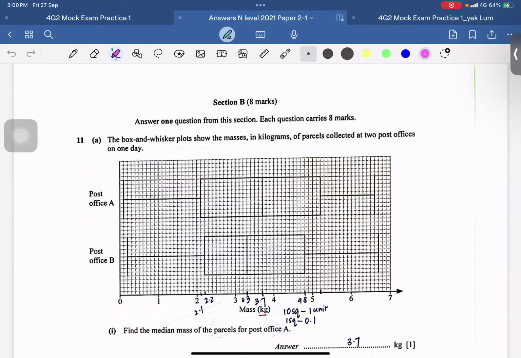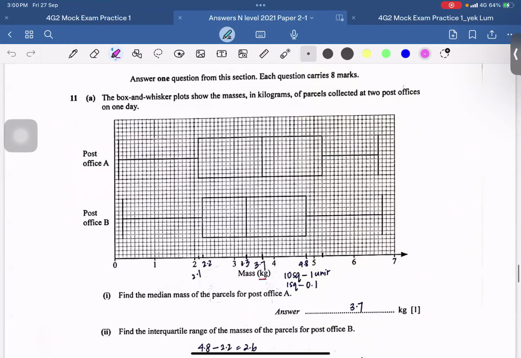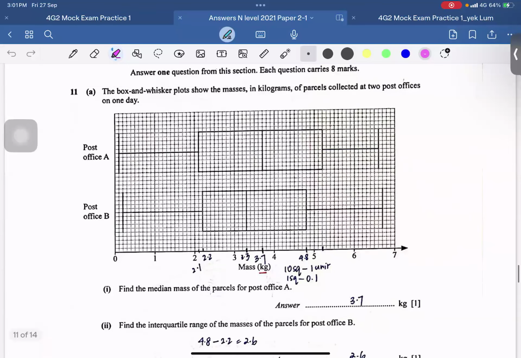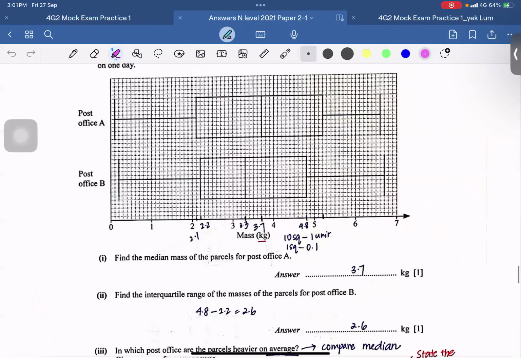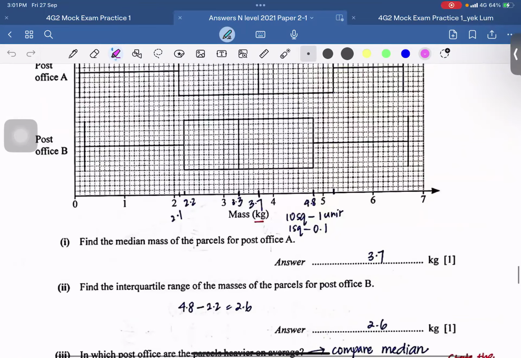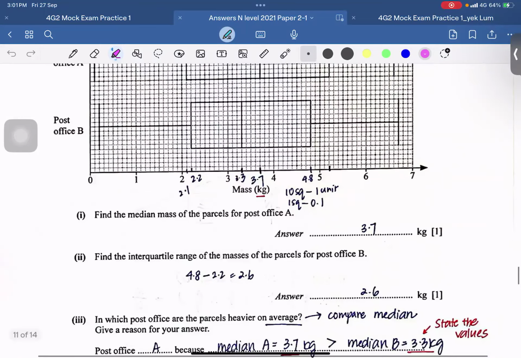Okay, let's continue. Now this is a box and whiskers plot. You'll notice 2003, 2001, both of the section B all test box and whiskers plot. Okay, so it can be coming out quite recently, so you need to make sure you know how to do it. You'll find the median mass, this one shouldn't be much of a problem. Interquartile range shouldn't be much of a problem.